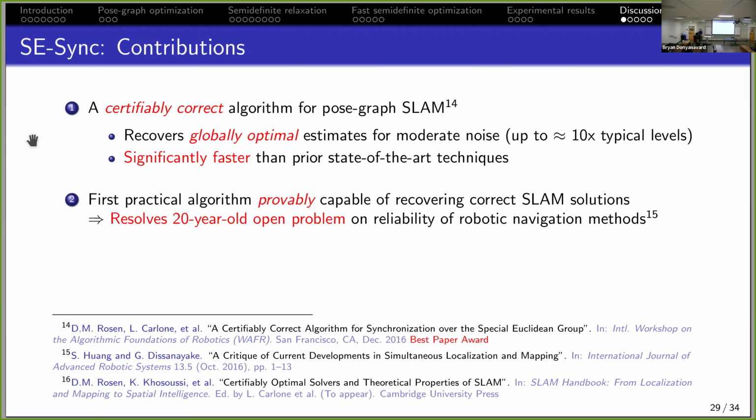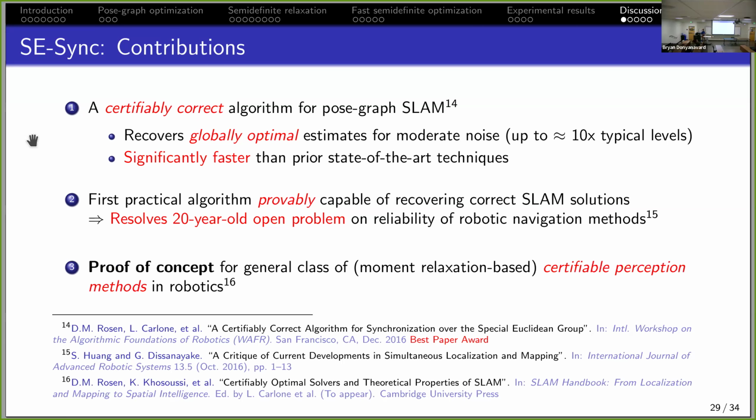And in fact, this algorithm was the first algorithm to appear in the literature that is provably capable of recovering correct, that is, globally optimal solutions to the problem of robot navigation, which resolves about a 20-year-old open problem on the fundamental reliability of practical robotic navigation methods. And if that had been it, I would have been pretty happy with this because we solved an important problem in robotics.